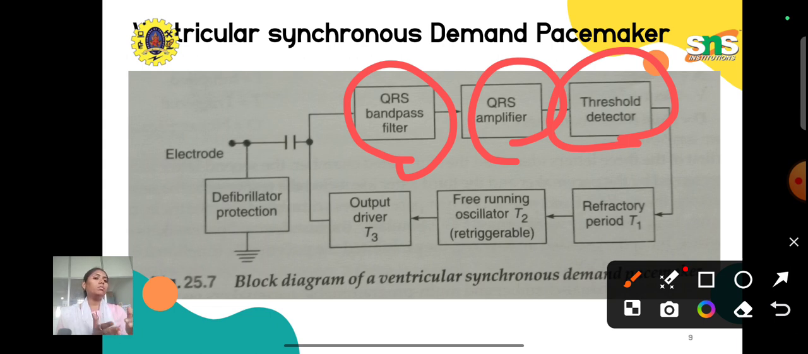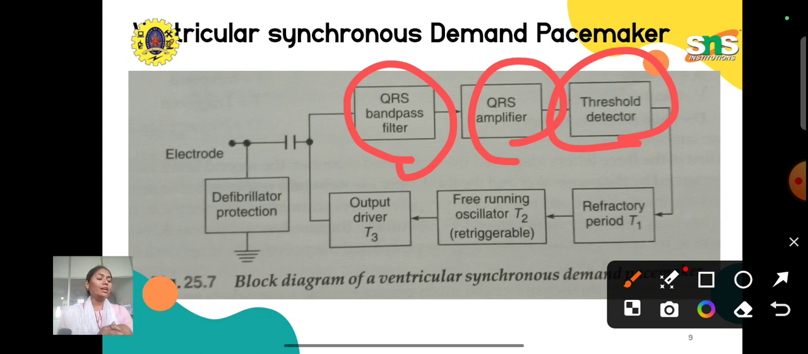Whereas if the incoming waveform doesn't match the threshold value, it is considered to be some noise or something else, and it will not be passed to the next stage. So that is the reason for having this threshold. In this way you allow only the QRS, and whatever waves you have apart from QRS, maybe because of noise, will get removed at this stage.